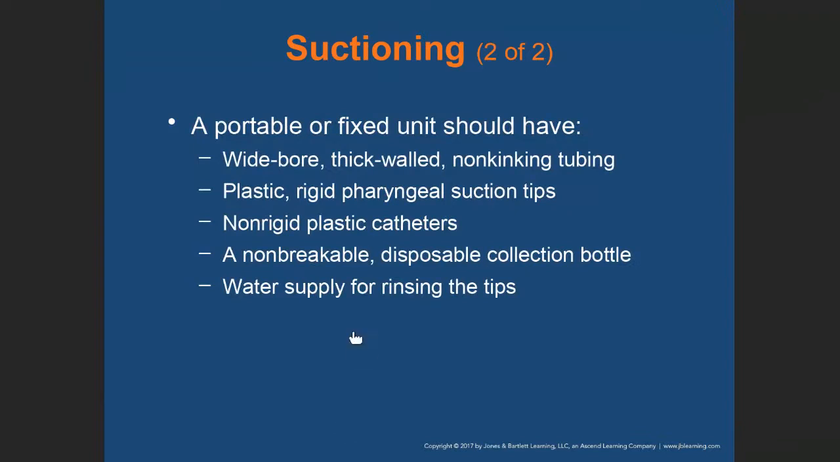A portable or fixed unit should have a wide bore thick wall non-kinking tubing, plastic rigid pharyngeal suction tips, and non-rigid plastic catheters. You need rigid or Yankauer tip catheters for large secretions, and the flexible or French tip catheter for minimal secretions coming from the nose. To suction an advanced airway, you would use a flexible one. If there's limited room to manipulate the rigid suction inside the patient's airway, then you can go to your flexible. There must be a non-breakable disposable collection bottle and water supply for rinsing the tips.